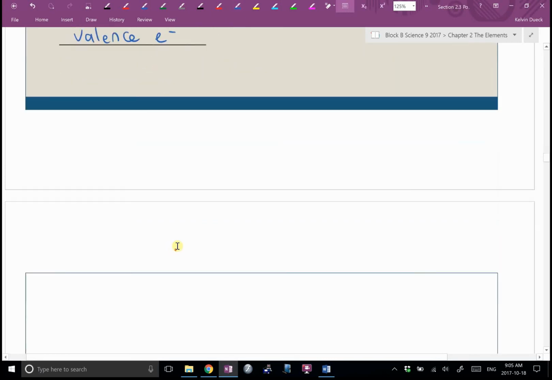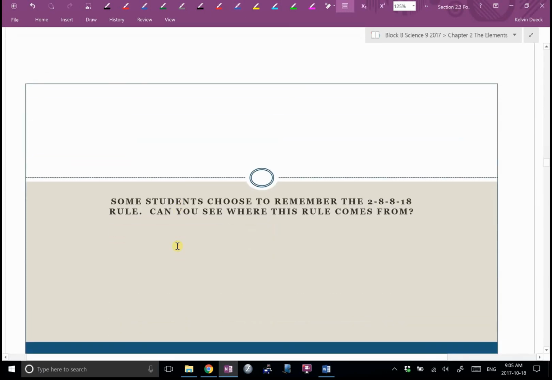I wrote here, some students choose to remember the 2-8-8-18 rule. Can you see where it comes from? Look at your periodic table, Jimmy. It's 2 in the first, 8 in the second, 8 in the third, 18 in the fourth. We're not going to go past there. I could give you one 6 rows down to draw. It would just be so cumbersome. It would take up a whole page. Forget it.